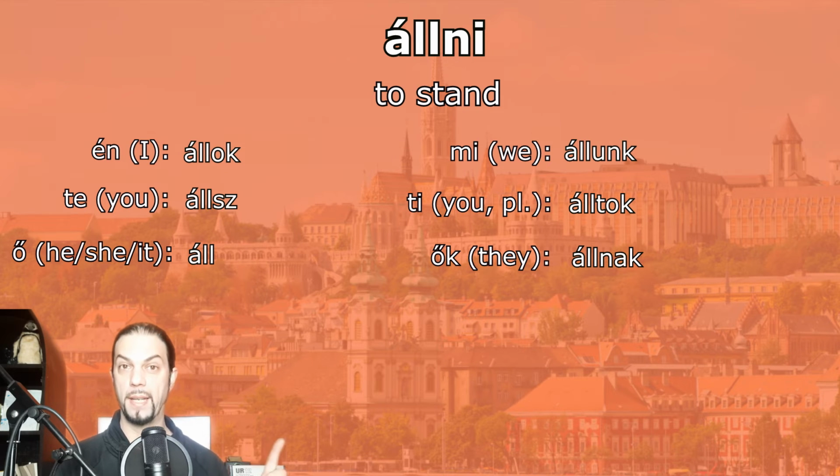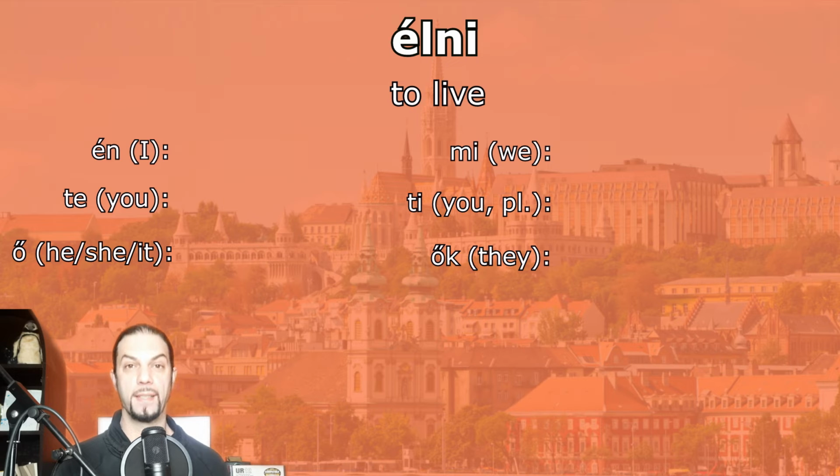Let's see the verb to live. To live in Hungarian is élni. If you drop the ni, then you get él, which means he, she, it lives. The rest looks like this. Én élek. I live. Él is a front vowel word, so we'll get the front vowel suffixes. Te élsz. You live. Ő él. He, she, it lives.